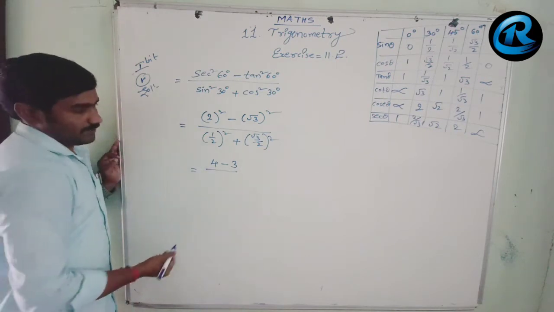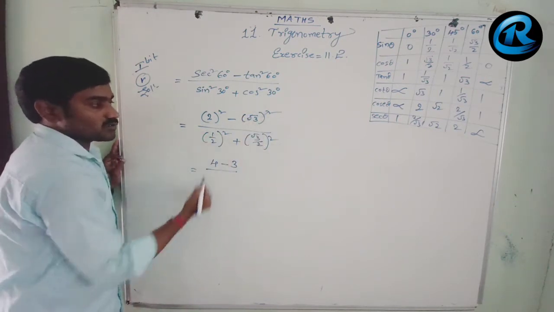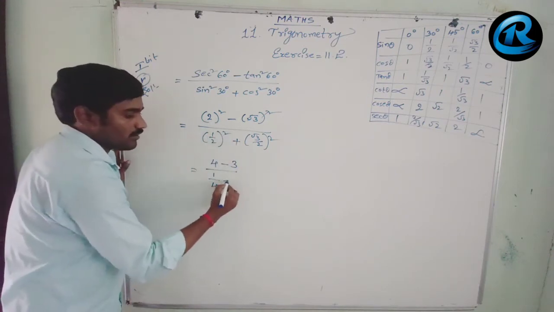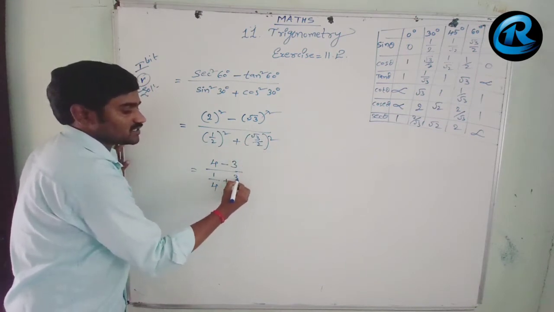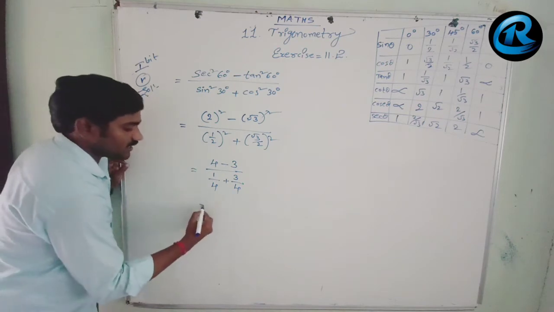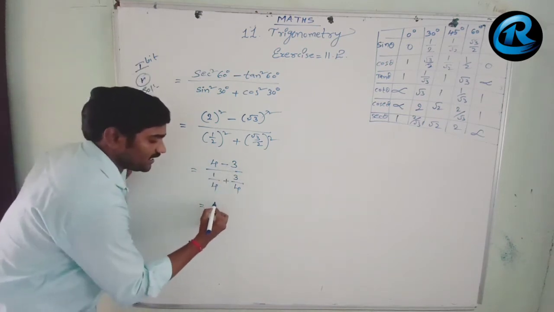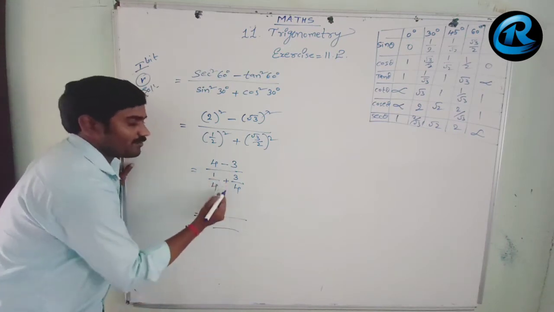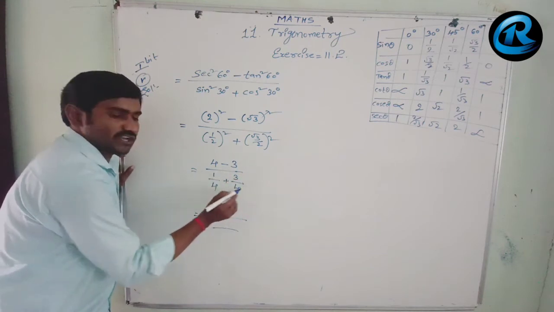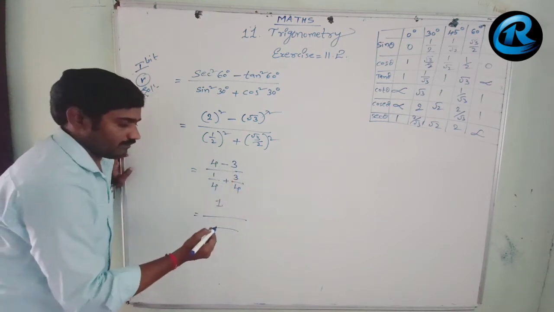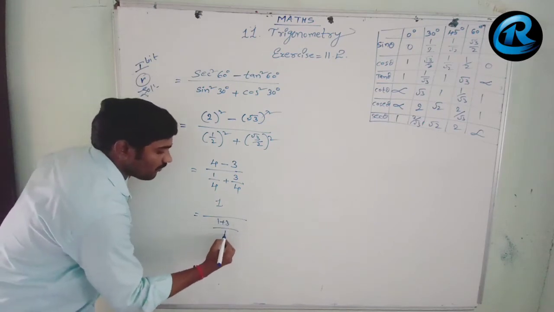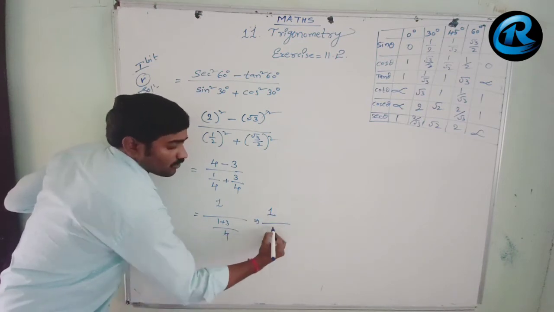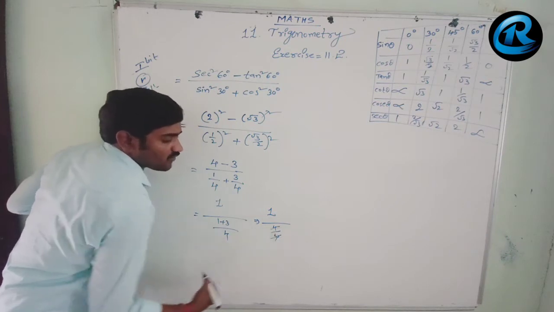2 square is 4 minus root 3 whole square, which is 3. Here 1 by 2 whole square: 1 square value is 1, 2 square value is 4, so 1 by 2 whole square is 1 by 4, plus root 3 by 2 whole square: root 3 whole square is 3, and 2 square is 4. See that in the numerator, 4 minus 3 is 1, by, here in the denominator, 1 by 4 and 3 by 4. 1 by 4 and 3 by 4 will get 4 by 4, yes or no? So that means 1 plus 3 by 4, that equals 1 by 4 plus 4, 4 by 4 gets cancelled, we get 1.